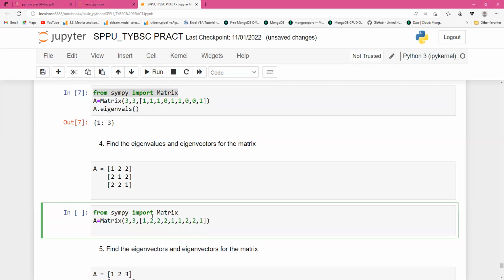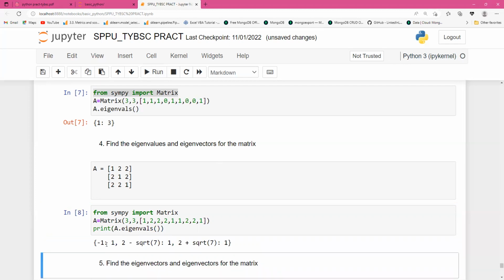Now I want eigenvalues and eigenvectors also. Firstly, I will write A.eigenvals(). If I use a print statement on it, let us see what it gives. It will give you the eigenvalue -1, which repeats 1 time. Again, 2 minus square root 7, which repeats 1 time, and 2 plus square root 7, which repeats 1 time.